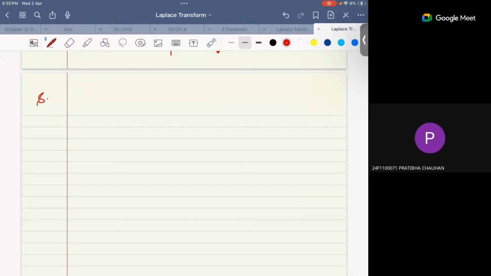So for sin(ωt) u(t), what is the Laplace transform? ω upon s square plus ω square. Now here it is sin(2πt) u(t), so you have 2π upon s square plus (2π) whole square. Now you are also multiplying e to the power minus t with sin(2πt) u(t), so you have 2π upon (s plus 1) whole square plus (2π) whole square.